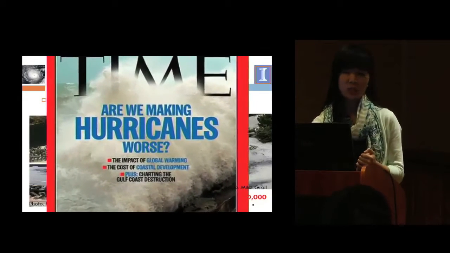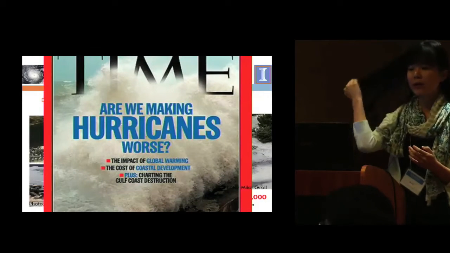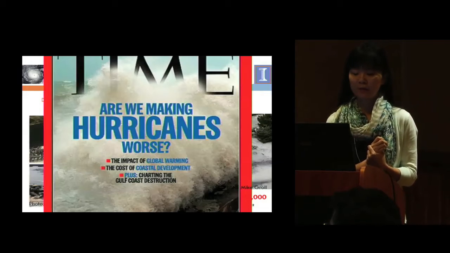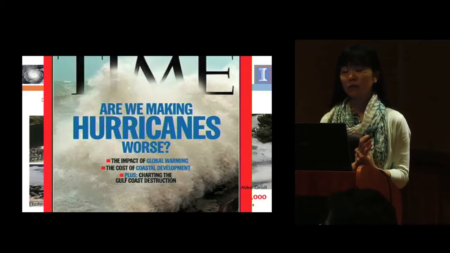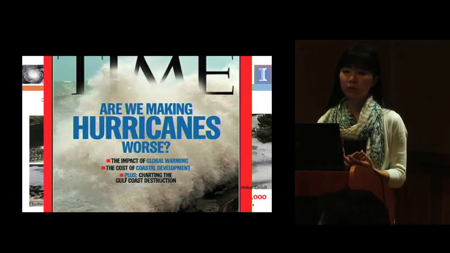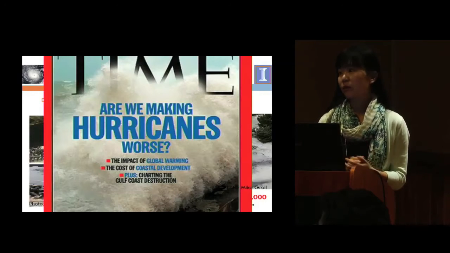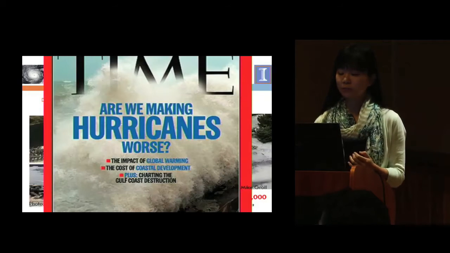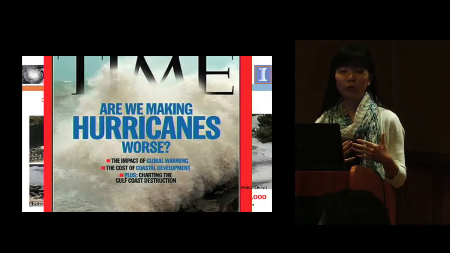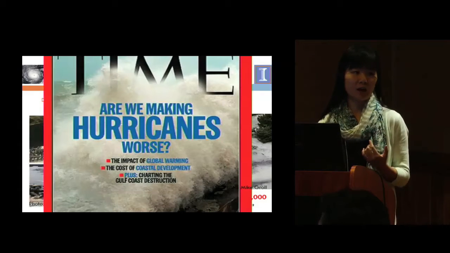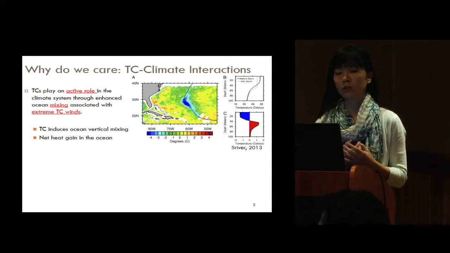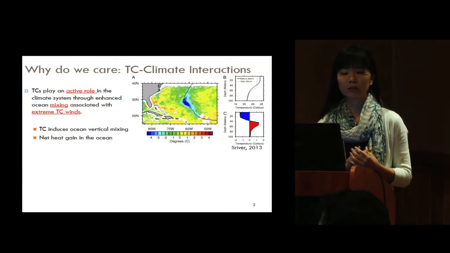And in the face of climate change, more and more people begin to worry: will tropical cyclones get worse in a warmer climate? In fact, not only that, a lot of studies have recently found that tropical cyclones could actively contribute to the Earth's climate through their interactions with the upper ocean. And this active role of tropical cyclones in the climate system is what we are focusing on in this project. So let me first start by explaining how this works.